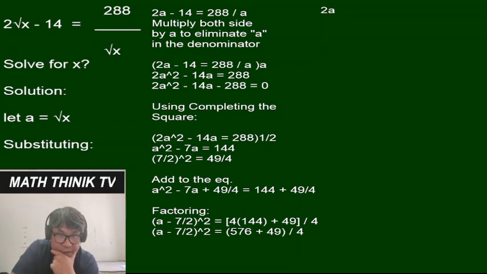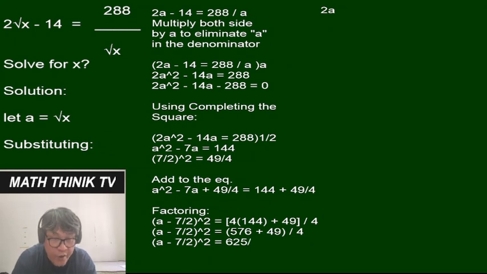Okay, so nandito na tayo sa factoring, di ba? Okay, so we simplifying further. So this one becomes a minus 7 over 2 square is equal to 576 plus 49. That will be 625, right? Over 4. Correct?